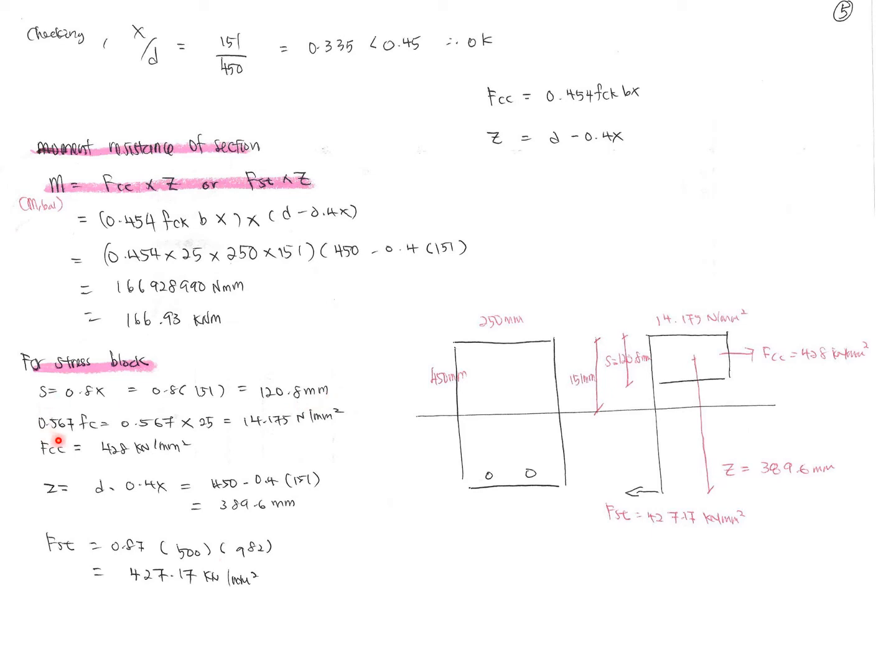And 0.567 fck is 14.175 Newton per millimeter square. So Fcc is 428 kilonewton, and Z is 389.6 millimeters, and Fst is 427.17 kilonewton. So that's it for this example.